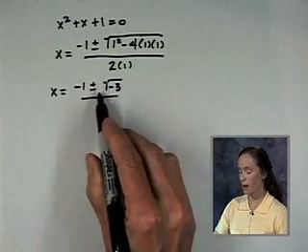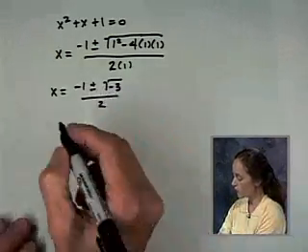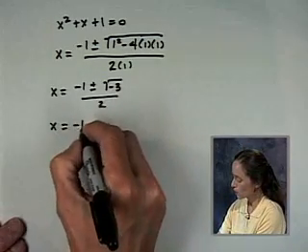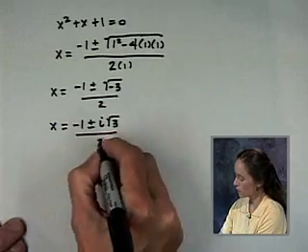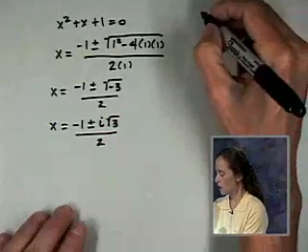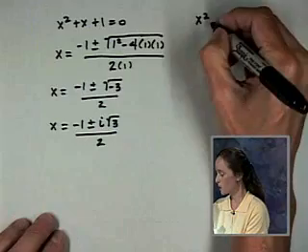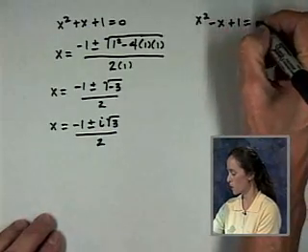Pull the negative out of the radical and use the symbol i. The solutions are negative 1 plus or minus i square root of 3 over 2. The other quadratic is very similar. It was x squared minus x plus 1.